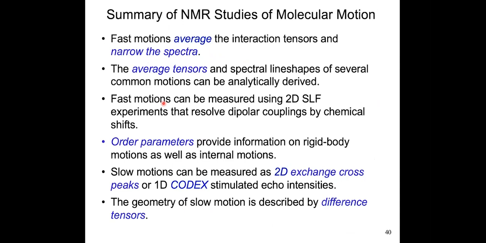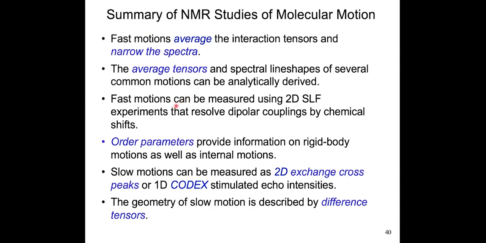Okay, so this is what I want to say about the slow motion by exchange NMR and MAS, which is the CODEX. I can summarize the solid NMR-based studies of molecular motion for the fast and slow regimes. Fast motion averages interaction tensors and narrows the line shape, even though most times we don't directly measure the line shapes very much, but in the time domain, we can get that piece of information to some extent. The average tensor and spectral line shapes of several typical motions can be derived analytically based on the symmetry of motion. So that's very nice.